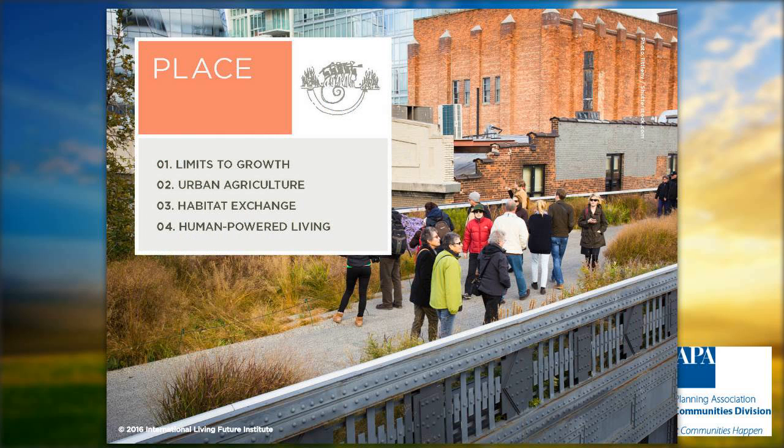So let's get into the petals. The place petal focuses on reestablishing balance between nature and the human-constructed environment. It promotes land use and building forms that create human rather than mechanical habitat, favoring human-powered transportation and the protection of wild areas. It also highlights an imperative such as number 2, urban agriculture.